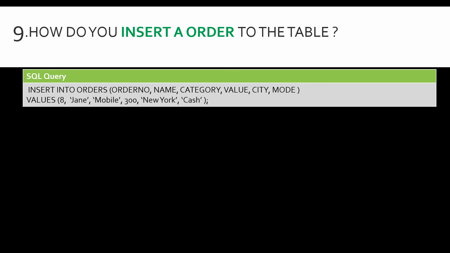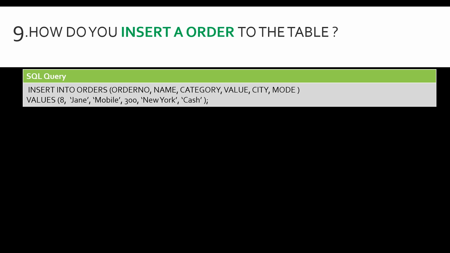This is the query: insert into orders, which is the table name, and we list down all the fields of the particular table: order number, name, category, value, city, and mode. And then we input the values which we are going to add to these fields using the values syntax. Order number is 8, name of the customer is Jane, the category of purchase is mobile, value of the purchase is 300, the city where the purchase is made is New York, and the mode of payment is cash. So this is the query.